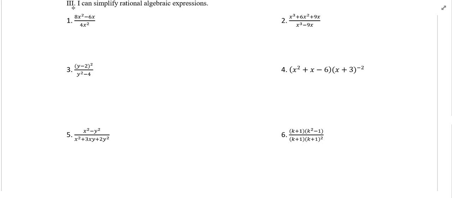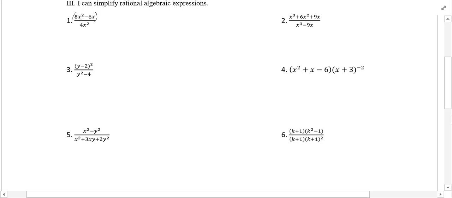All right, so we are on Roman numeral 3. I can simplify rational algebraic expressions. So when you're simplifying these expressions, what you want to think about is there's really like an invisible set of parentheses around this expression here. Because remember, these two are connected by this negative sign, this operation. So you don't want to just go straight to simplifying this 8x squared to the 4x squared because you really have to apply the denominator to both of them.